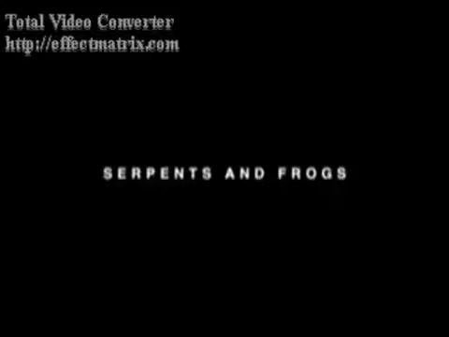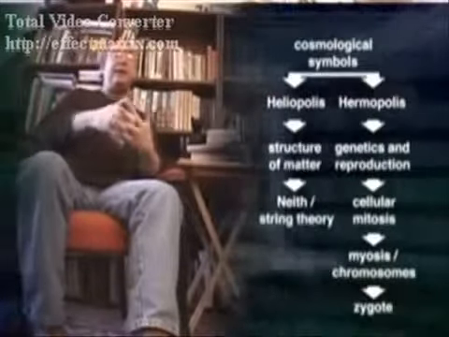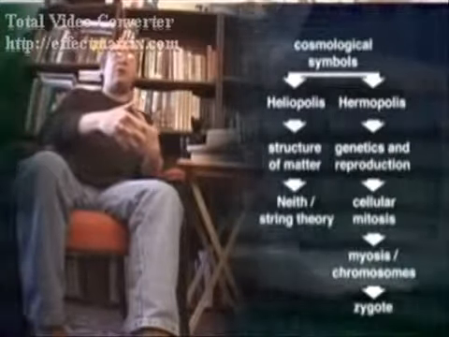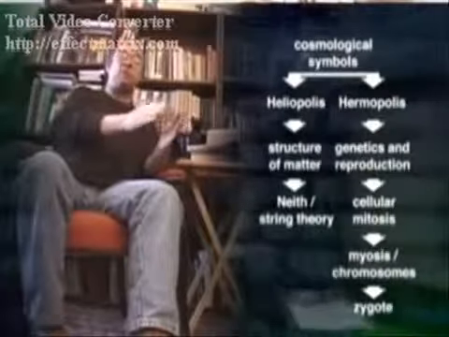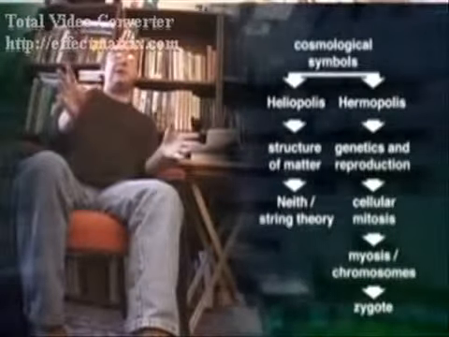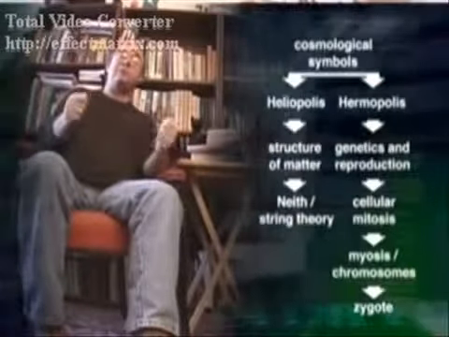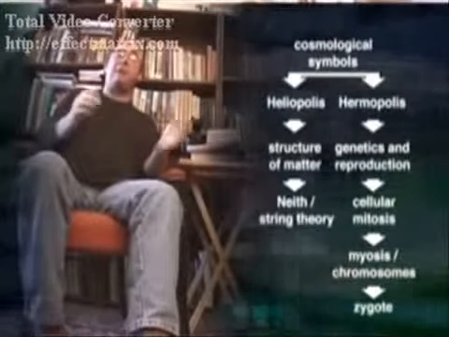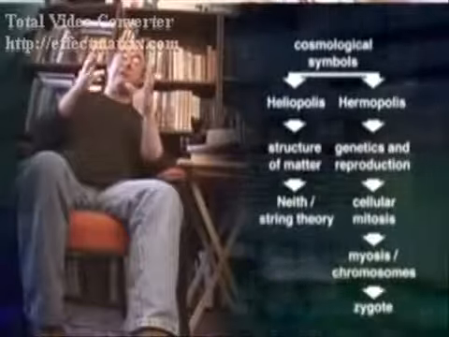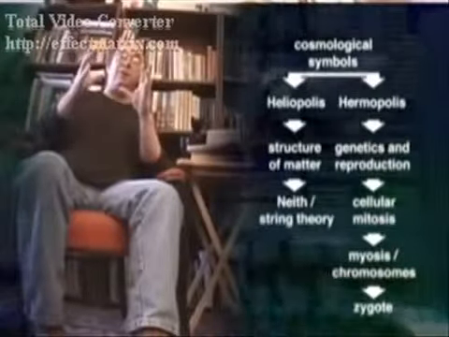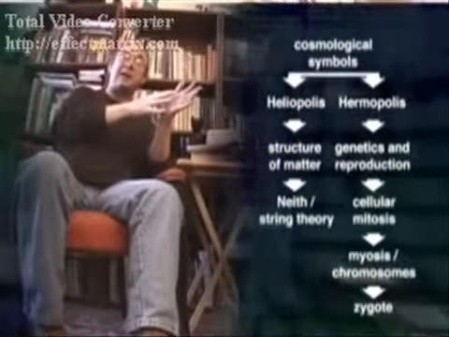Two main cult centers, or two main religious centers in Egypt, Hermopolis and Heliopolis. Heliopolis, the symbolism is all connected to structure of matter. Hermopolis, it's all connected to reproduction and genetics. So when you're talking about serpents and frogs, that immediately makes me think that we're on the human reproduction side, the genetic reproduction side, rather than the structure of matter side.